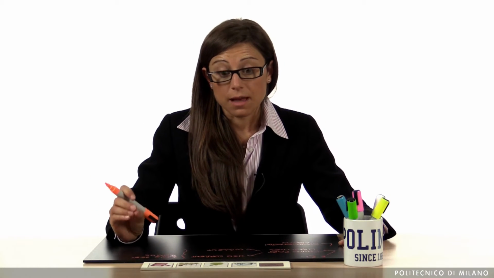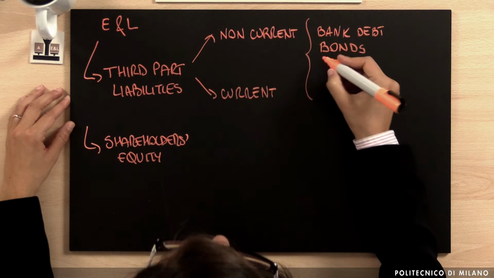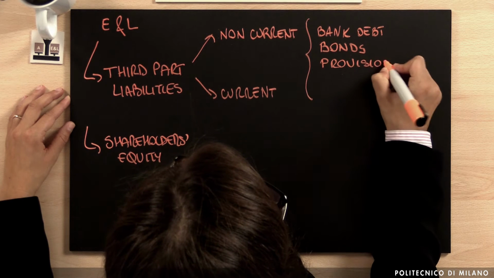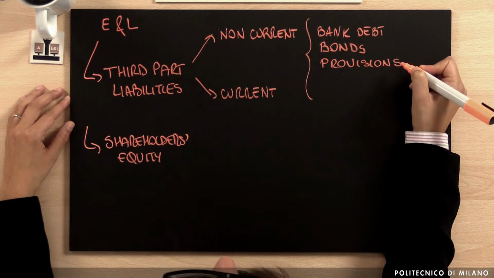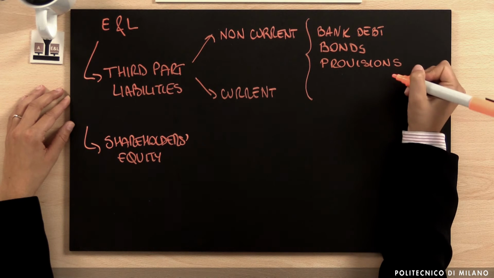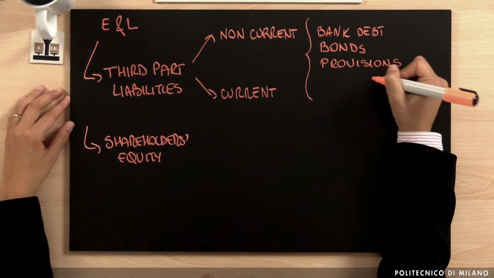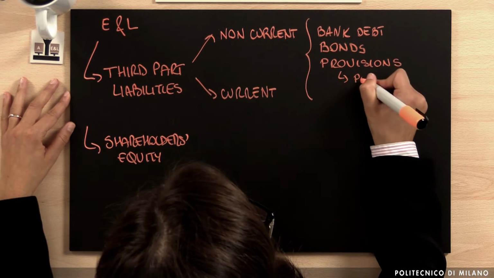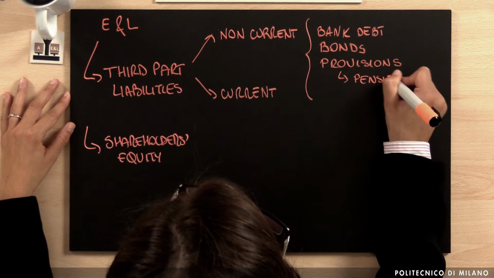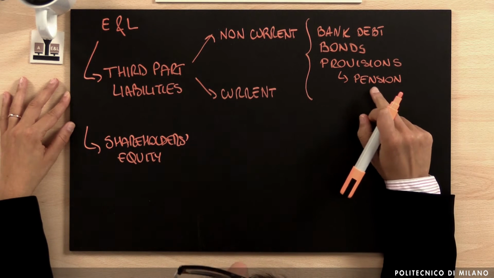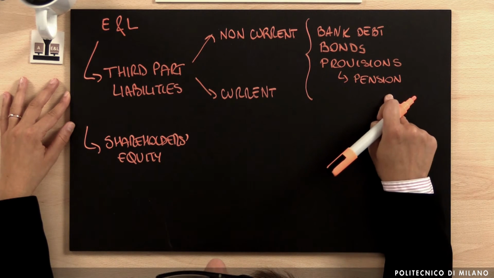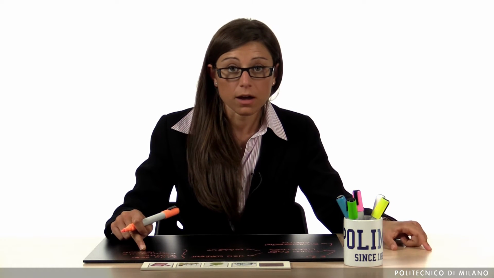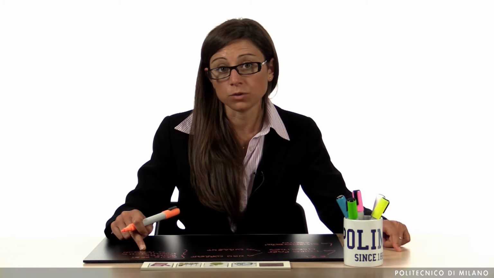Then we have a particular example of non-current liabilities, which is defined as provisions. Provisions are a particular type of liabilities because they are uncertain both in time but also in the amount. For example, think of pensions. Pensions are an example of provisions because the company knows that it is going to pay the employees when they retire, but we do not know exactly the moment in which employees will retire, nor the specific amount of money that will be due to the employee.